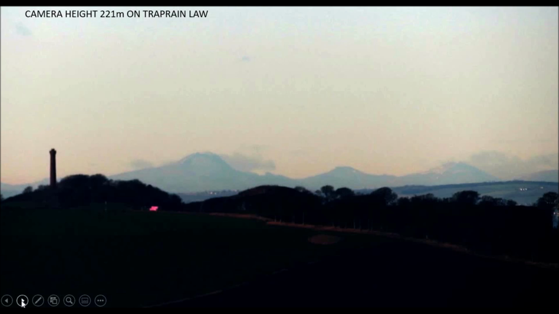I was on top of Traprain Law, a hill in East Lothian in Scotland. The tower on the left is on top of a hill called Byers Hill, and the total height to the top of the tower is 210 metres above sea level. The tower is about 8.2 kilometres from my location.